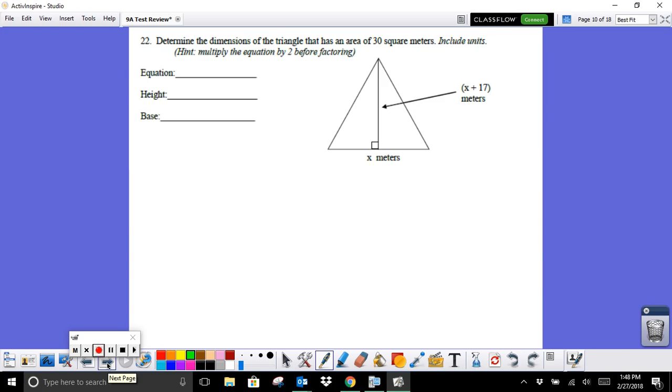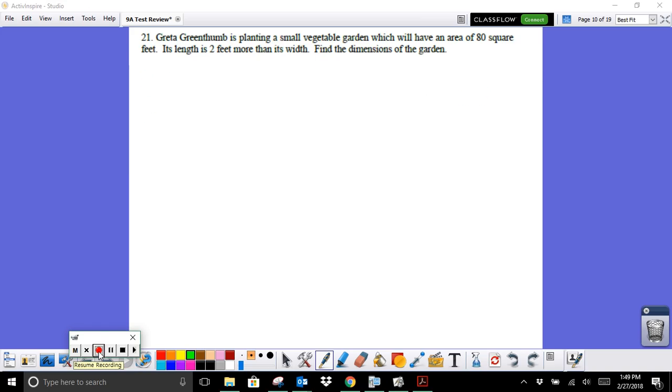All right, number 21. I'm missing number 21. All right, number 21. Greta Greenthumb is planting a small vegetable garden which will have an area of 80 square feet. Its length is 2 feet more than its width. Find the dimensions. All right, here we go. So we have this garden. The area of it is 80.